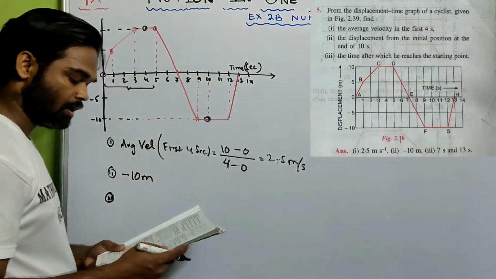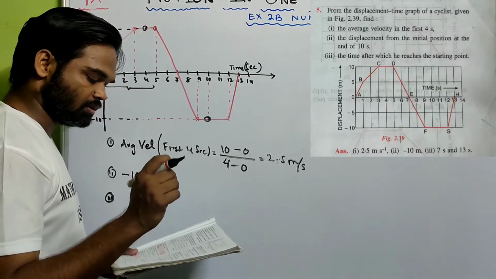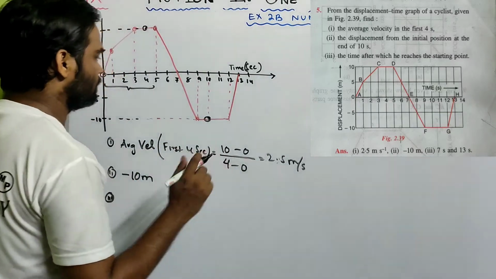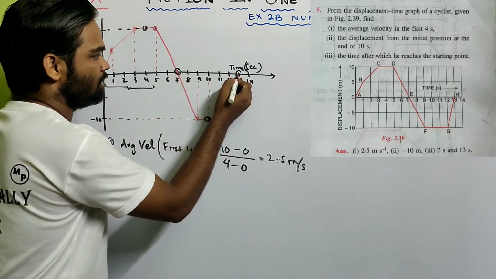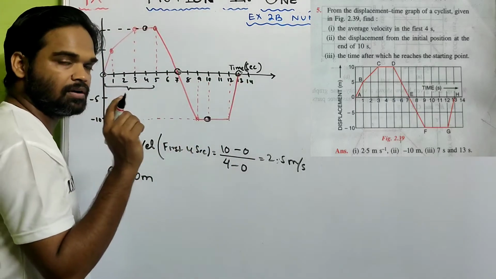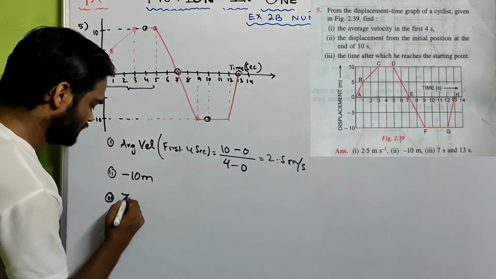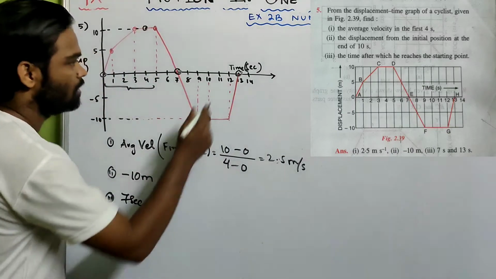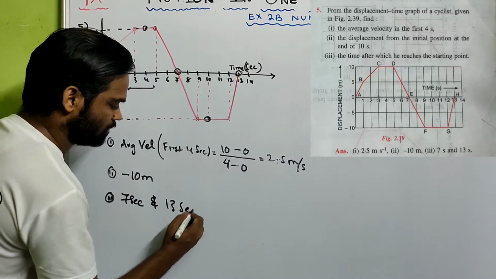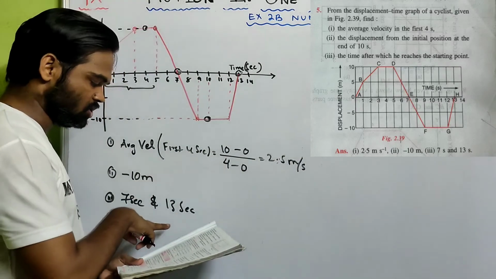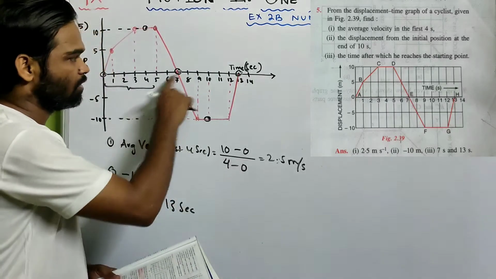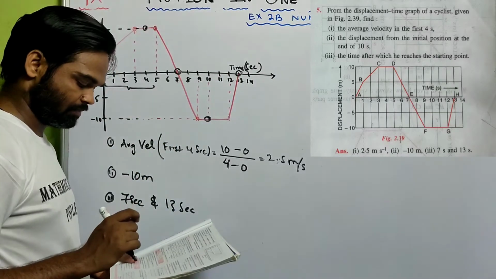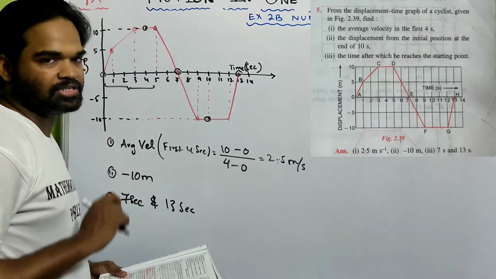Done. Number 3. The time after which he reaches the starting point. Now the starting point is this. There are 2 instants when it reaches the initial position. After 7 seconds and after 13 seconds. Isn't it? At these 2 time intervals, he reaches the starting point, if you look at the diagram carefully. Now let us look at the next one.